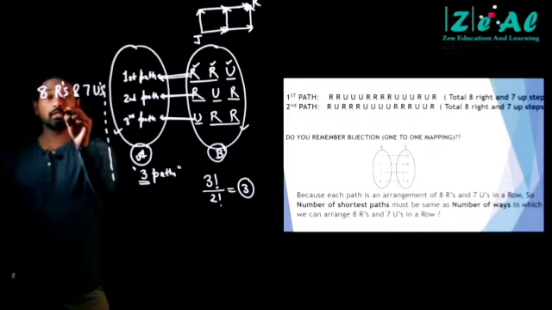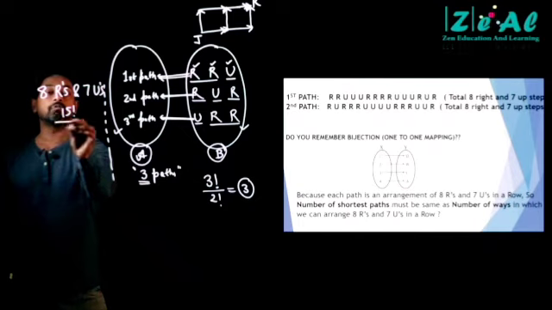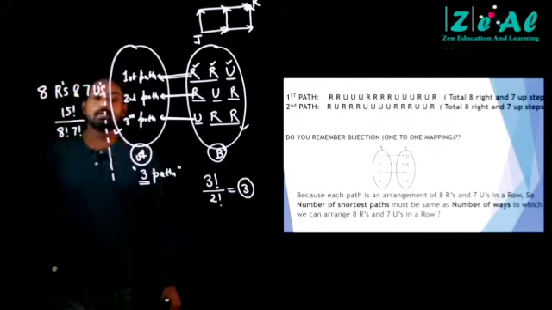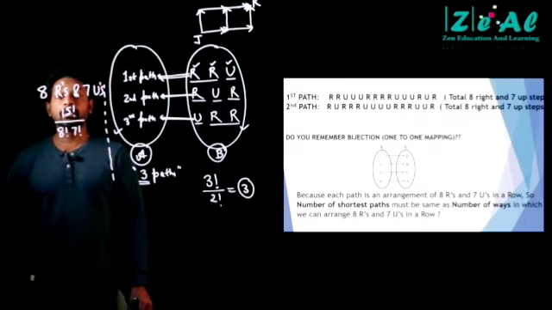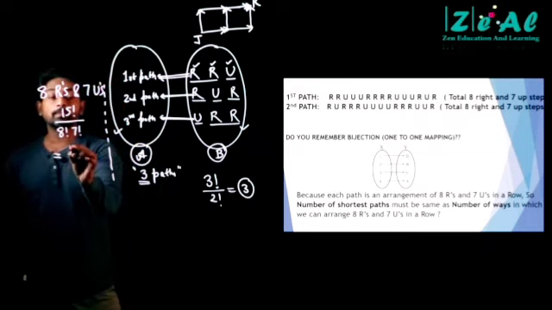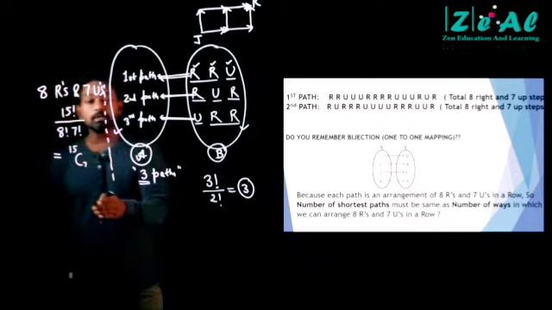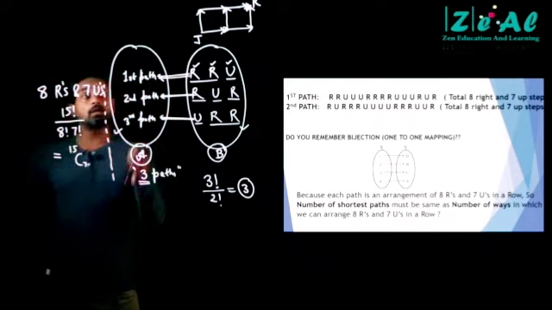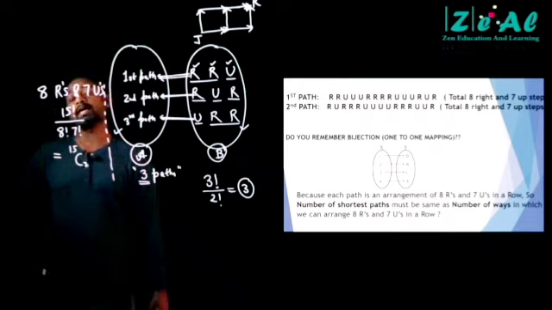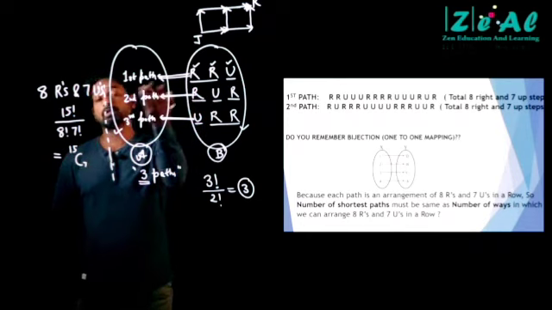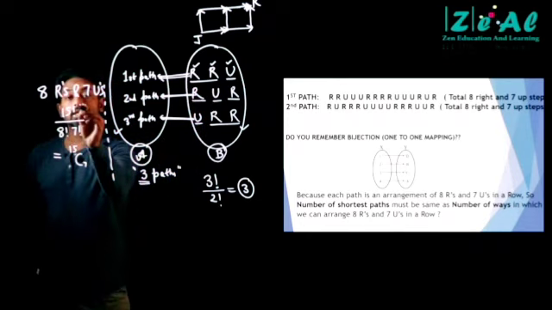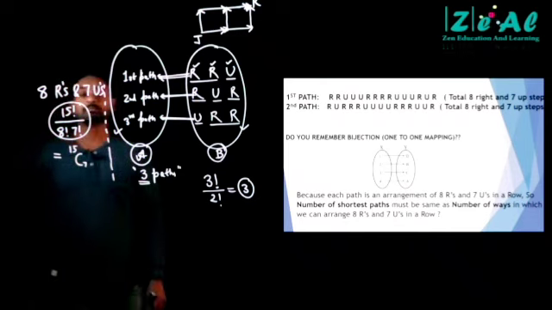And your formula tells you what? It is 15 factorial divided by 8 factorial into 7 factorial. Right? Which can also be represented as 15C7. So what is 15C7? 15C7 is the number of ways in which 8 R's and 7 U's can be arranged in a row. But that arrangement itself is nothing but a path. So this is the number of shortest paths possible.